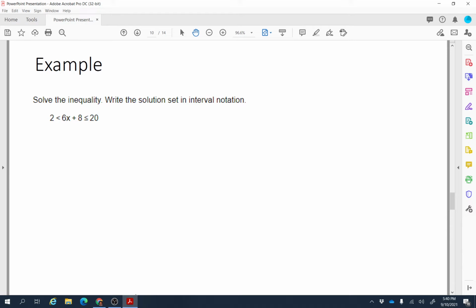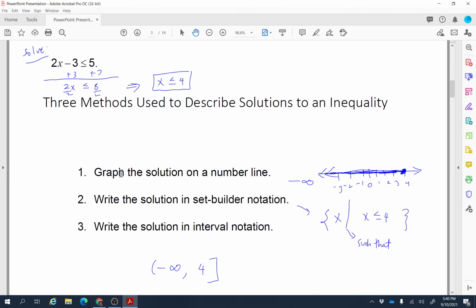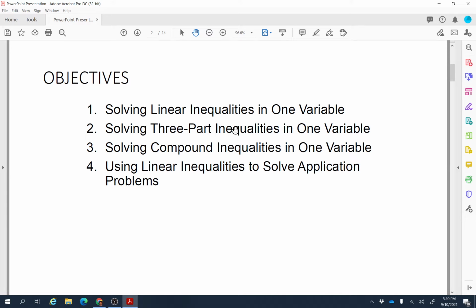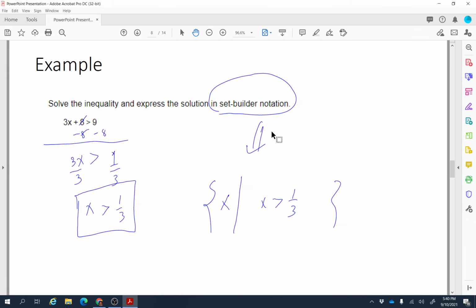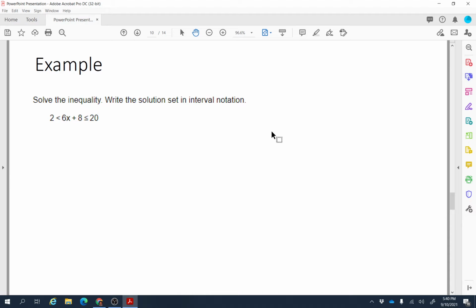So this is also a linear inequality, but we have three different terms. That's one of the objectives here, solving a three-part inequality. We are going to do exactly the same thing we did before, but now instead of just two parts, left and right, there are three parts. So if you are subtracting, you have to subtract from all of them. If you're adding, you have to add to all three terms. And if you are multiplying or dividing, you have to do the same thing. So the idea is you have to isolate x in the middle.